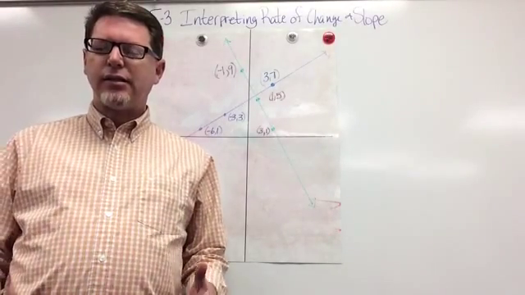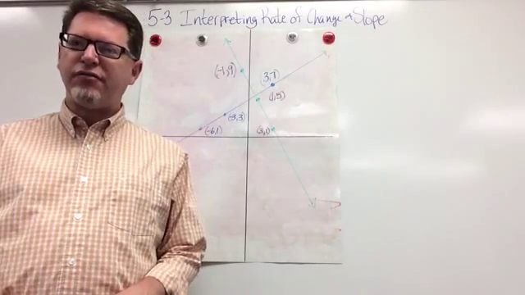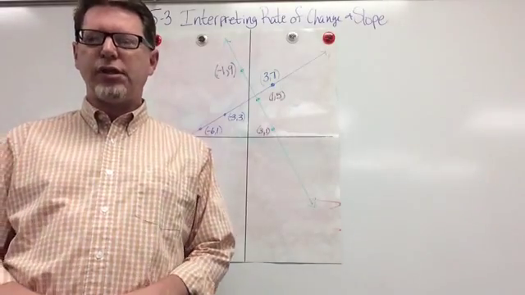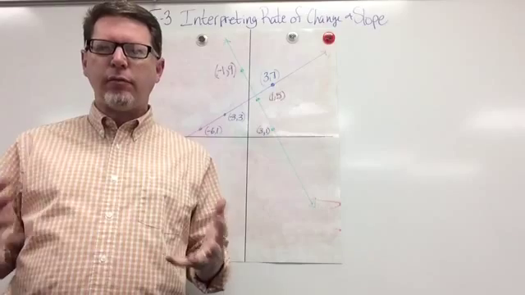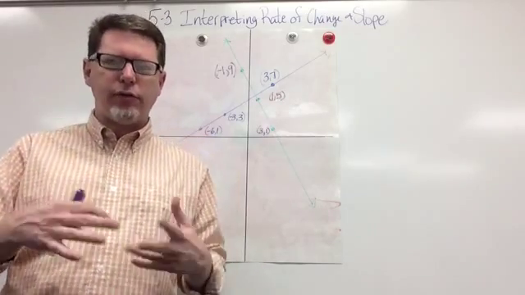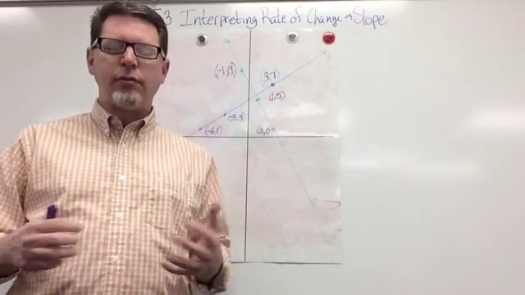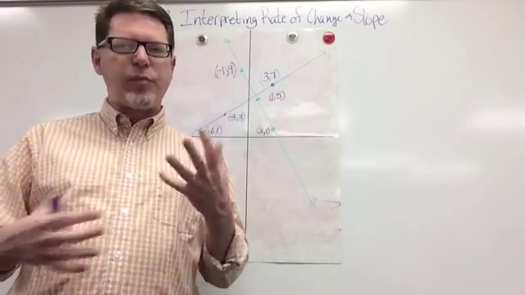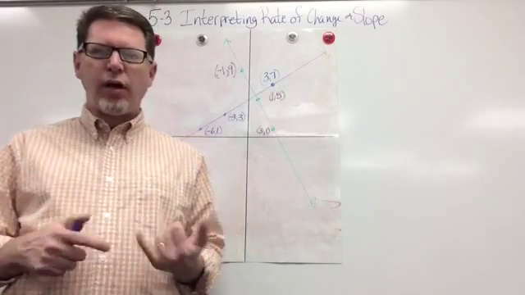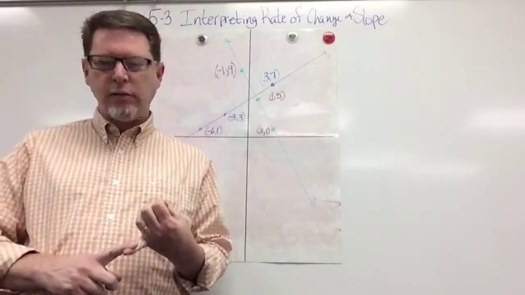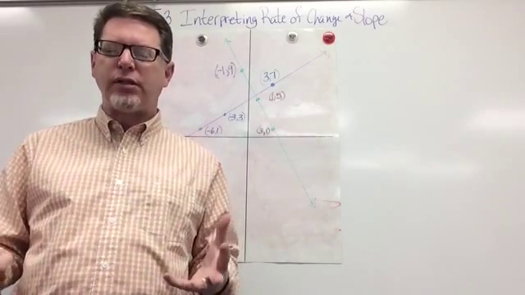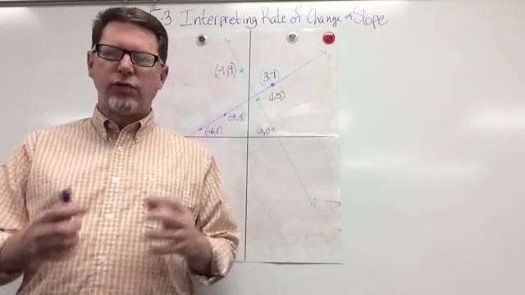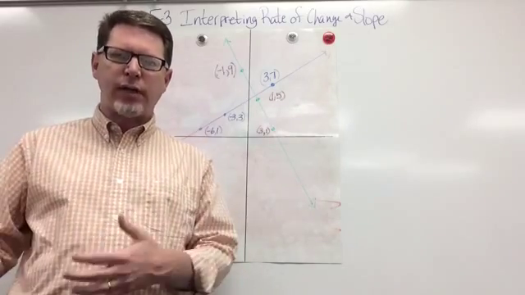Hello students, today we're going to look at section 5-3, which is interpreting rate of change and slope. Now you'll probably remember from last year, and a lot of this is going to be reviewed, so it's going to go pretty quickly. You remember from last year that slope meant a lot of things. One, it meant rise over run, which is one way we could find slope. And you used a formula to find slope last year, which was y2 minus y1 over x2 minus x1.